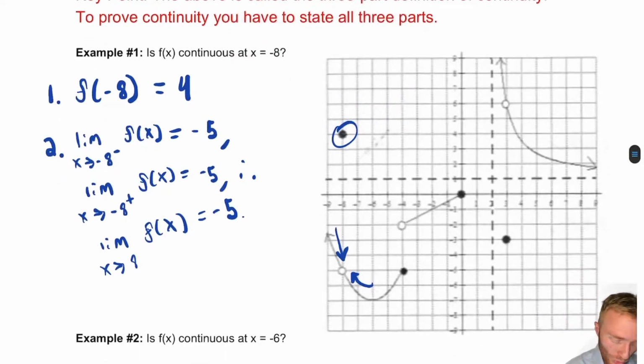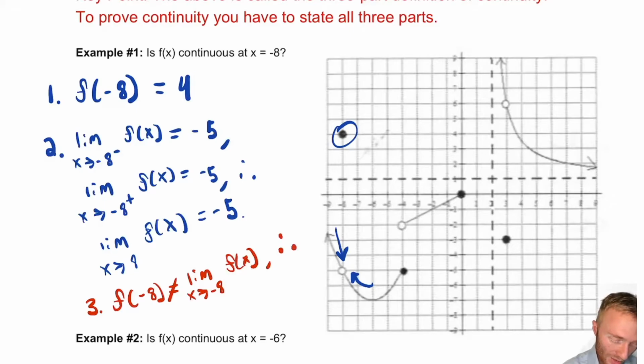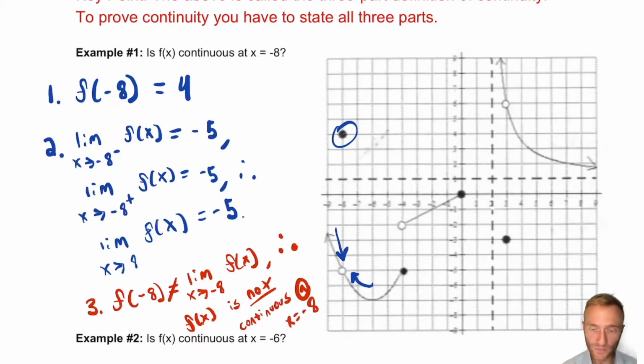The way I would prove that it fails step 3 is I would say f of -8 does not equal the limit as x approaches -8 of f of x. Therefore, let me be super professional here, f of x is not continuous at x equals -8.